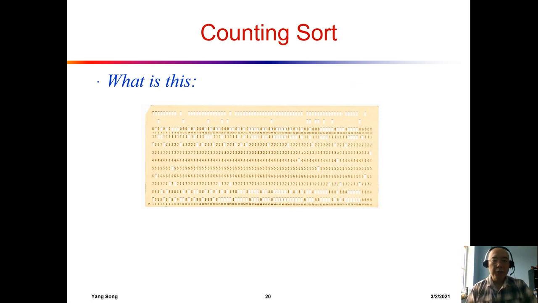Okay, in the last video we talked about counting sort, and counting sort is not a comparison based sorting algorithm, so we are able to beat n log n. Let's move on and talk about another linear time sorting algorithm. And let me start this by showing you this card.